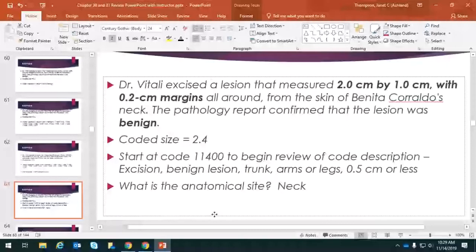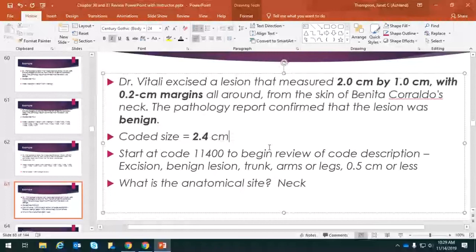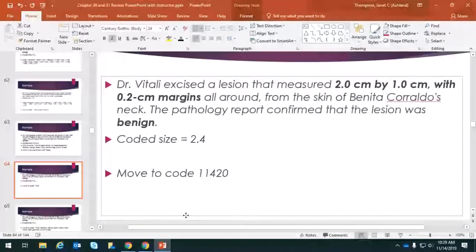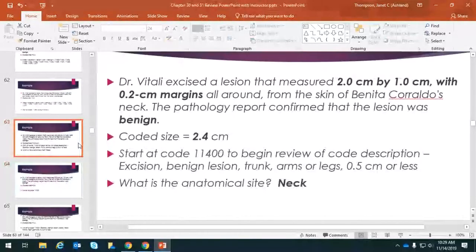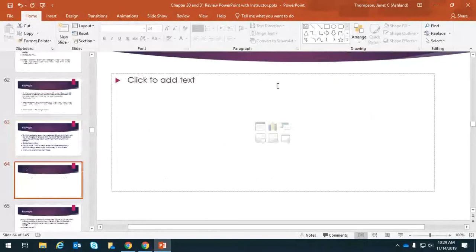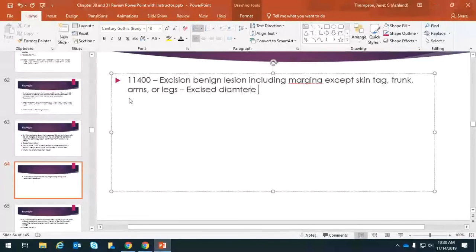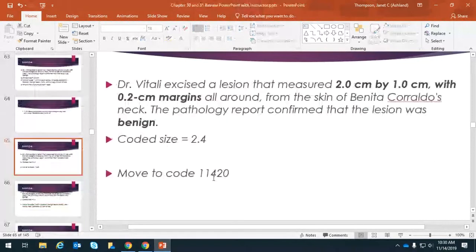So we know our coded size of the lesion is 2.4 centimeters, and it was on the neck anatomical site. 11400 is the trunk, arms, or legs. And our lesion came from the neck. So now let's move to code 11420 and review its description.